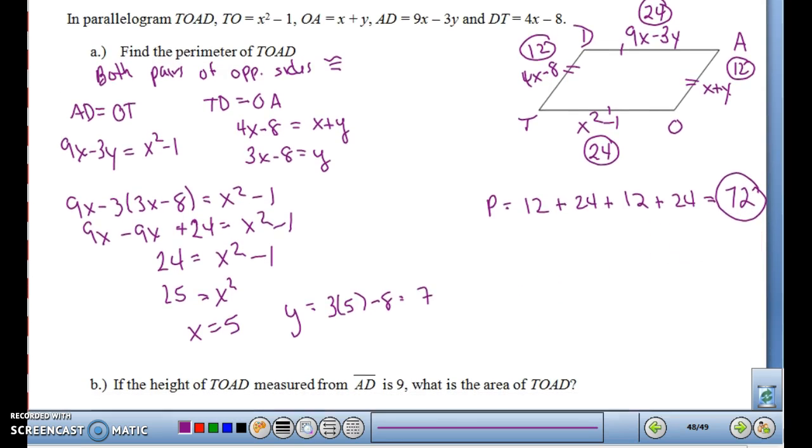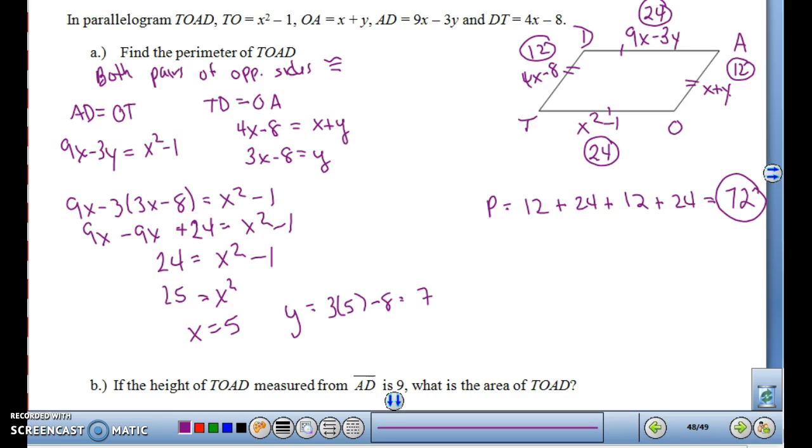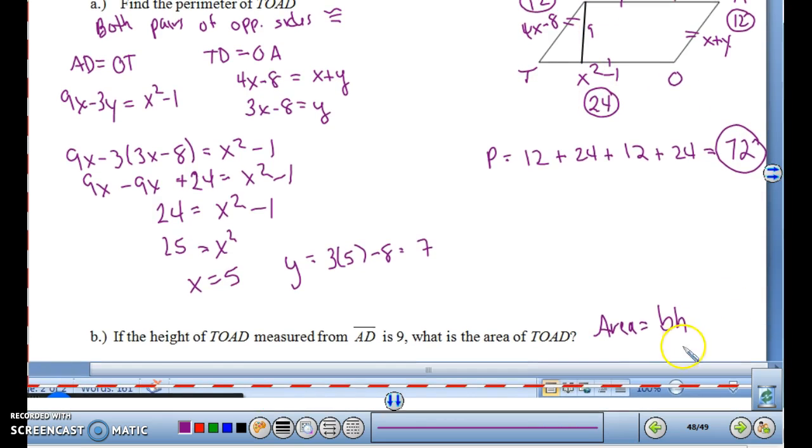Okay, so if the height of TOAD measured from AD is 9, so if I put in my height here, measured in from AD is 9, what is the area of TOAD? Well, the area, remember, is base times height. So my base is 24 and my height is 9. So 24 times 9 is 216. Okay, so that is the basic parallelogram properties. We'll do the last of the notes in class on the next class day.